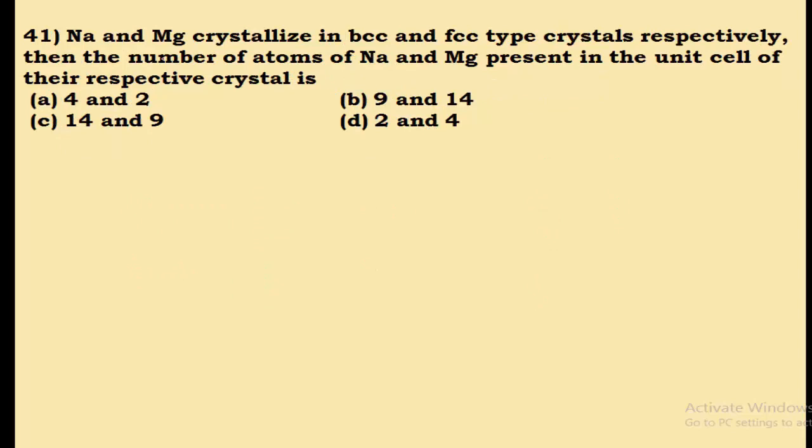41st. Na and Mg crystallize in BCC and FCC type crystals respectively. Then the number of atoms of Na and Mg present in the unit cell of their respective crystal is. Simple question it is. Na will crystallize in BCC. So how many atoms are there in BCC? 2. And Mg will crystallize in FCC. So the number of atoms will be 4. So 2 and 4. Which one is it? It is option D, the right answer.